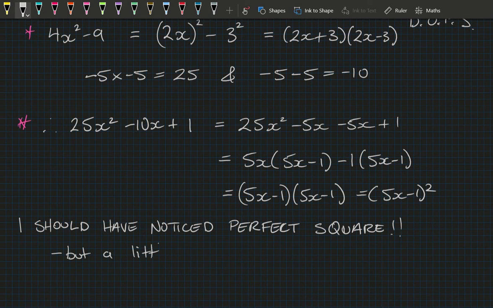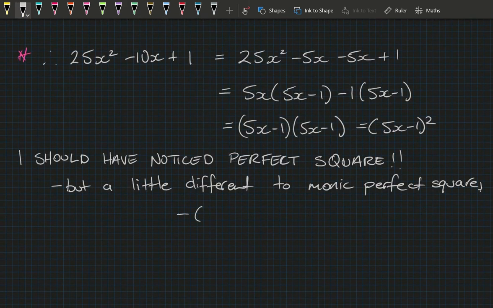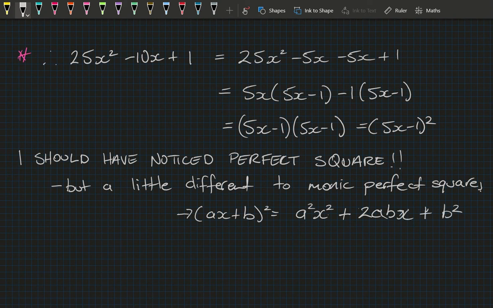But these are a little bit different than our monic perfect squares, because ax plus b all squared is equal to a squared times x squared plus 2abx plus b squared. Anyhow, let's move on to the next one.